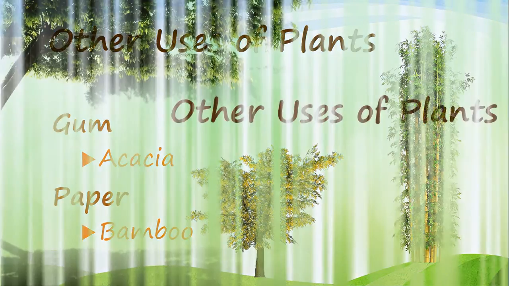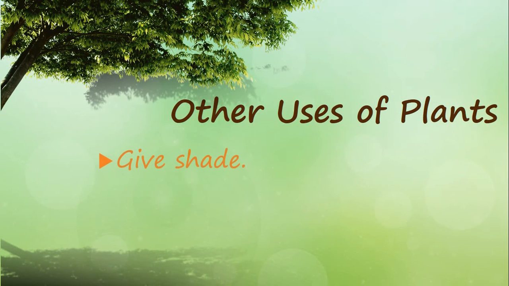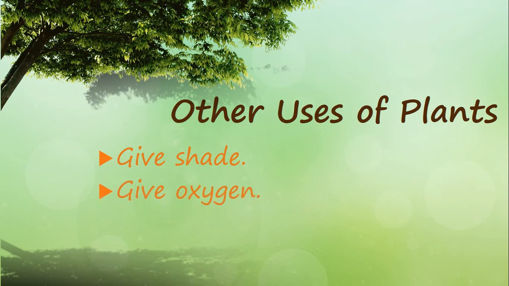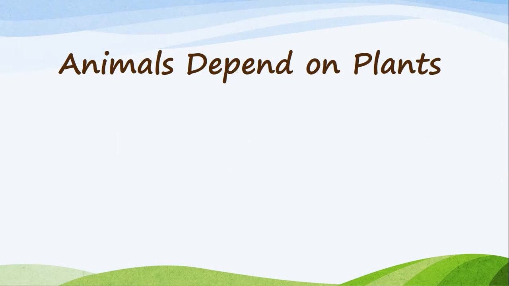Trees also give us shade from the hot sun. They also give us the oxygen we breathe. That's why people sit below the trees. Next, animals depend on plants. Animals depend on plants for food.